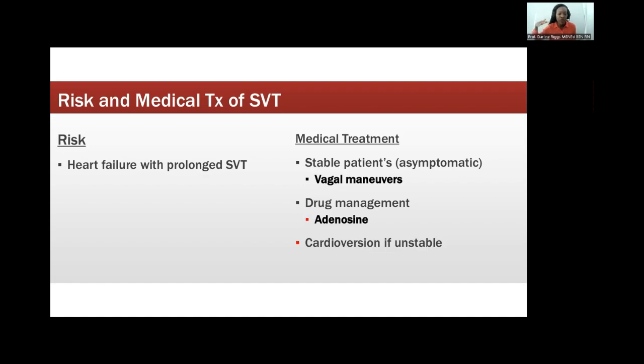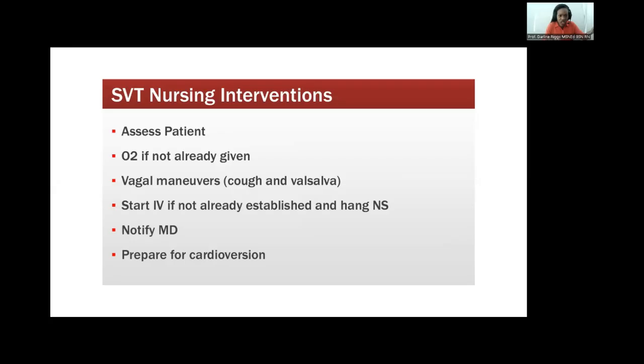But you see how we go from least to greatest? That's a test-taking strategy. We go from least invasive to most. We don't just jump to being aggressive. So keep that in mind. With this type of question with SVTs, you have to see whether your client is stable or unstable because your intervention is different. If they're stable, then we can just have them Valsalva, or cough forcibly. If they're unstable, then that's a different story. Then we need adenosine, we need cardioversion. So the nursing interventions involve those.